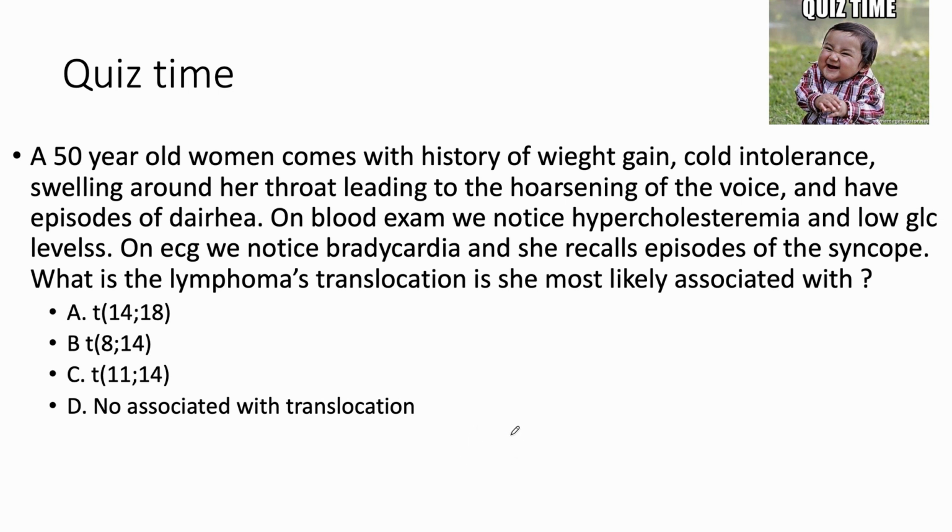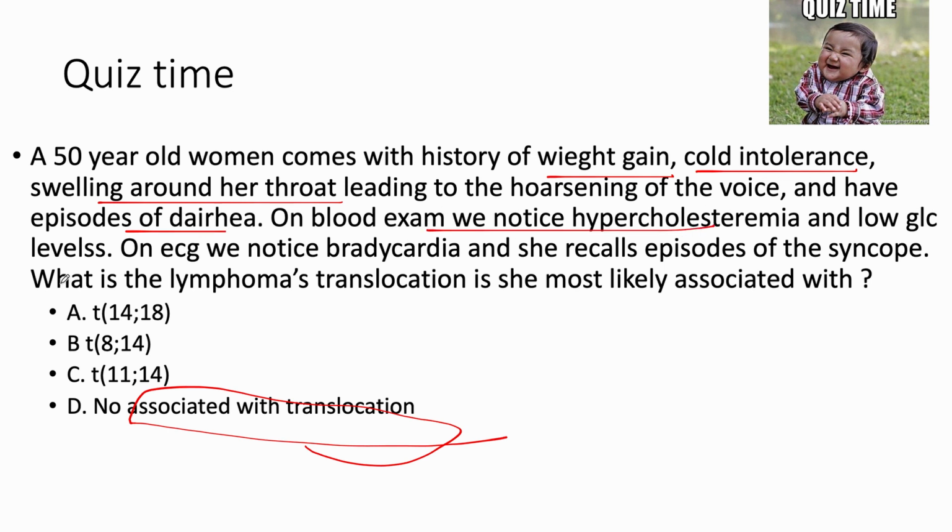Here's going to be the question. A woman comes in with a history of weight gain, cold intolerance, swelling around the throat, constipation, hypercholesterolemia, and an ECG shows bradycardia. Which lymphoma's translocation is she most likely associated with?